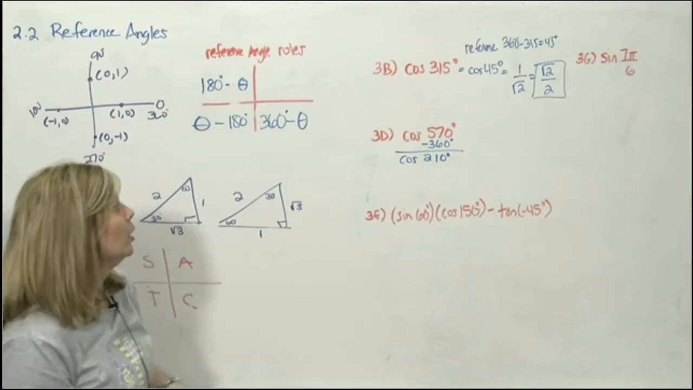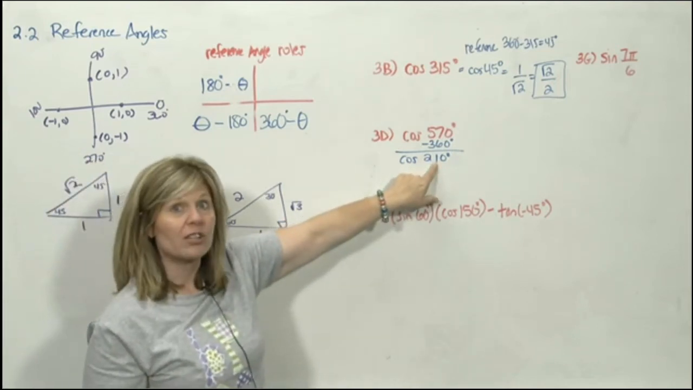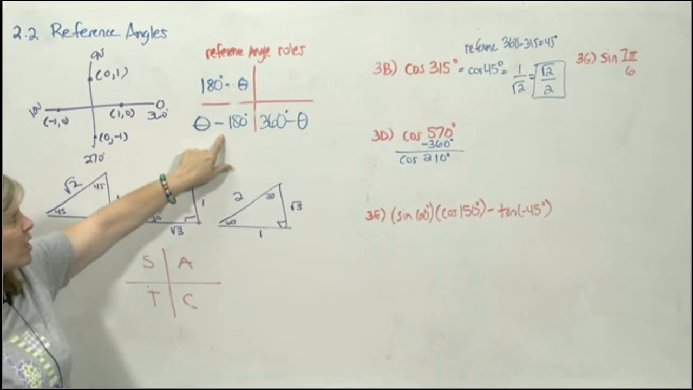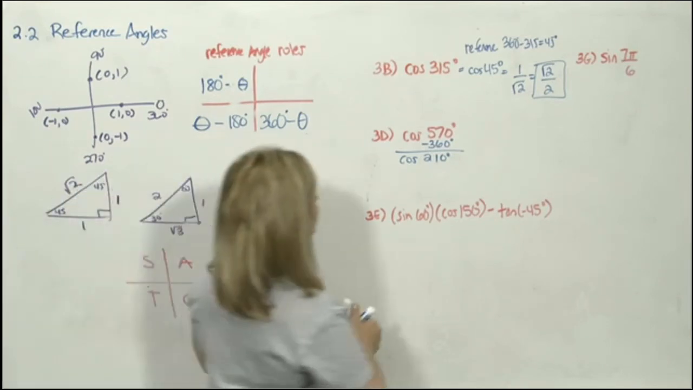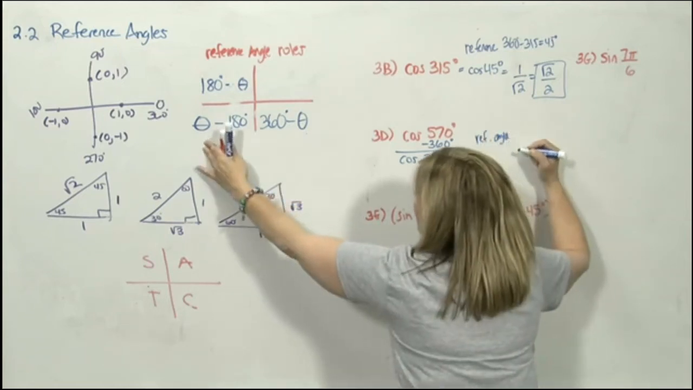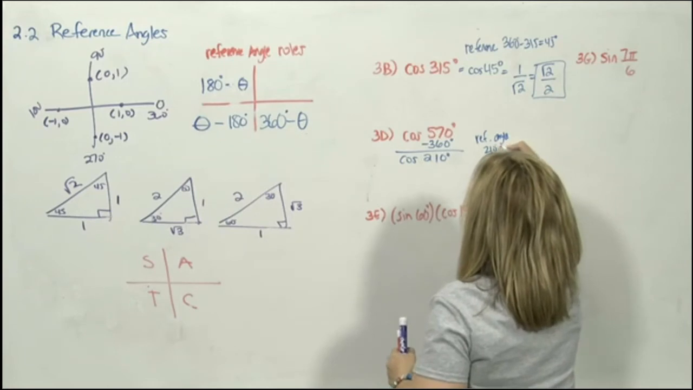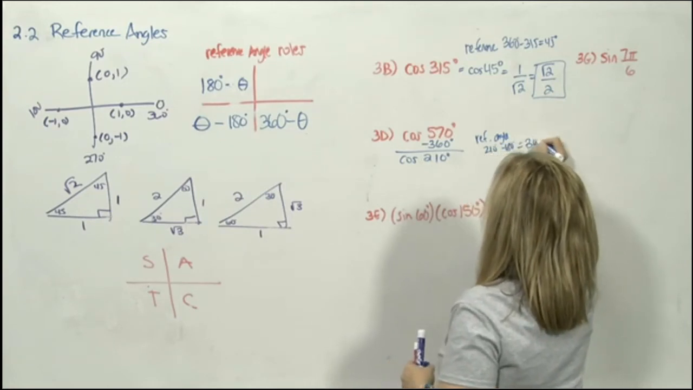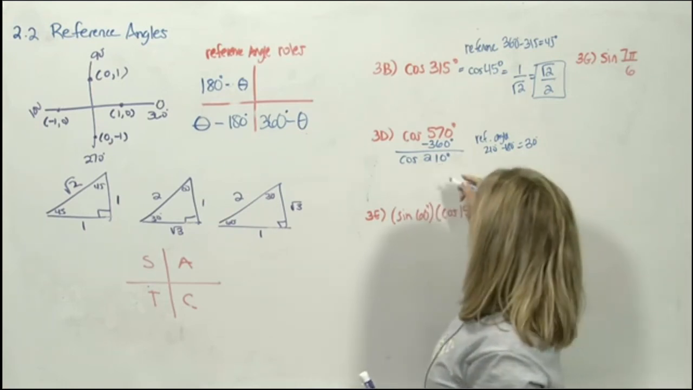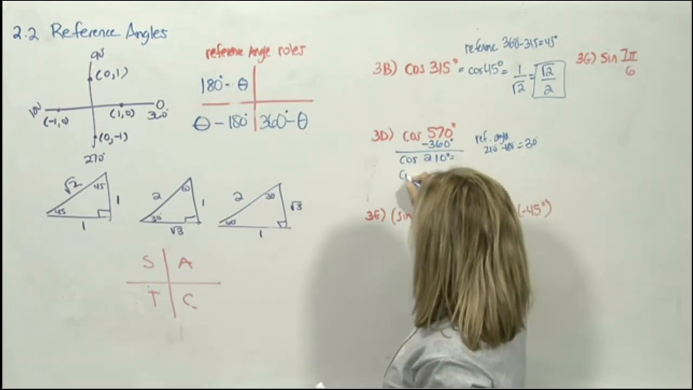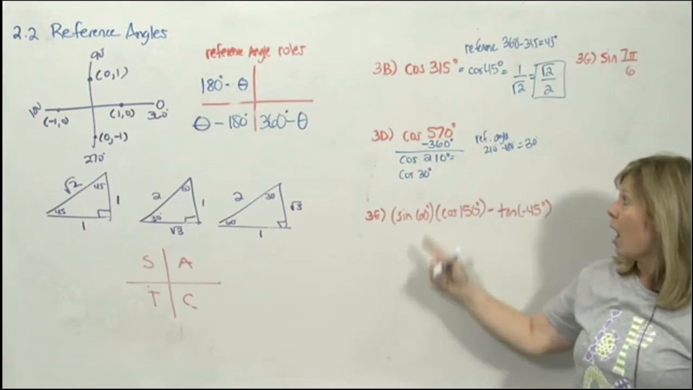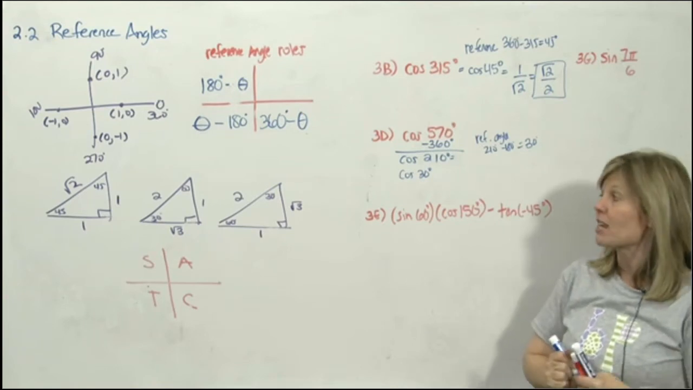What quadrant is 210 degrees in? Oh, it's in quadrant 3. Now I can get its reference angle. The reference angle is 210 minus 180, which would be 30. So looking up the cosine of 210 degrees is going to be the same thing as looking up the cosine of 30 degrees. I can look up the cosine of 30 degrees because I have a triangle.